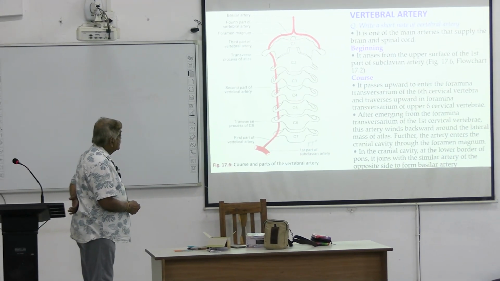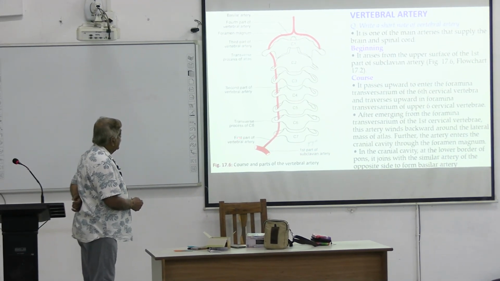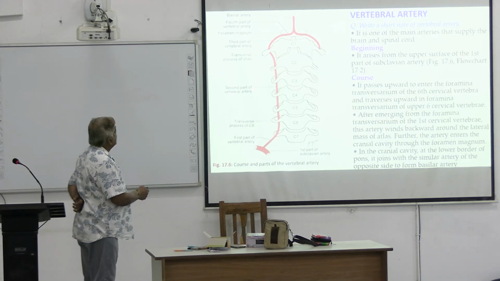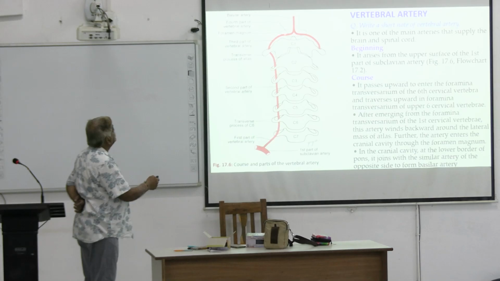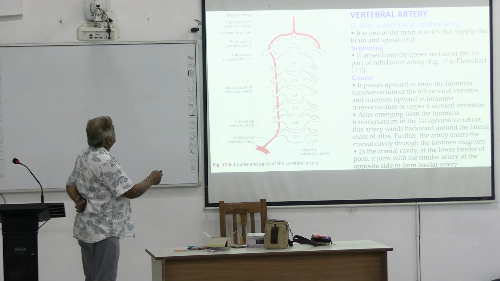The first part of the subclavian artery gives the vertebral artery, transverse process of C6, second part of the vertebral artery here. Now you see it is going through the foramen of the transverse processes and the basilar artery, fourth part of the vertebral artery.